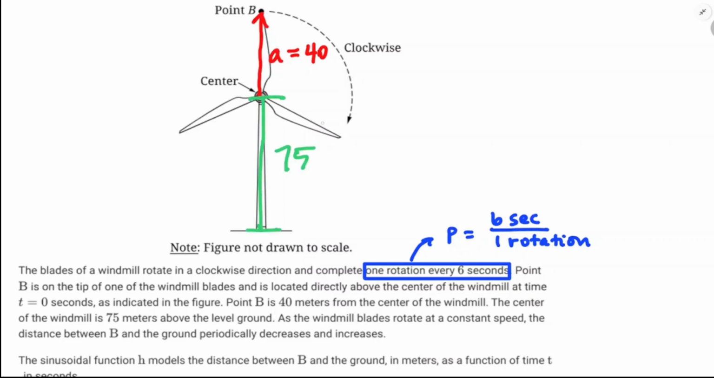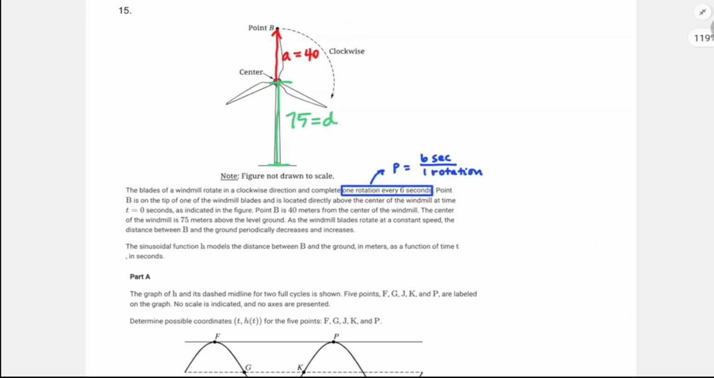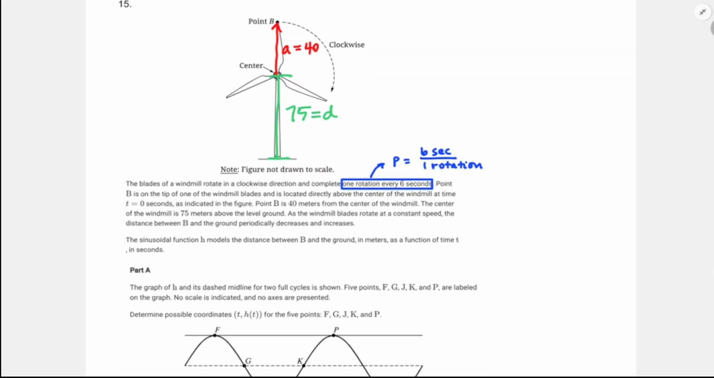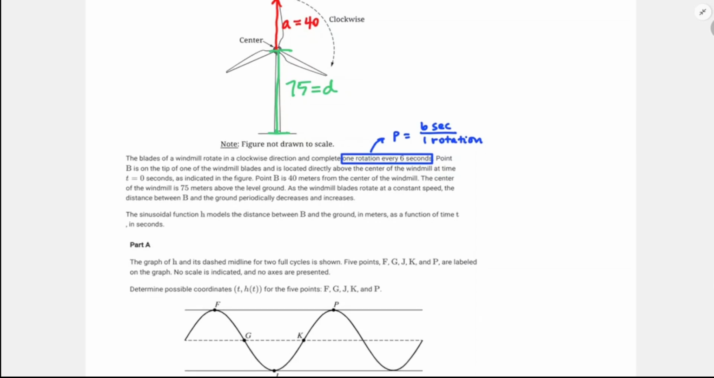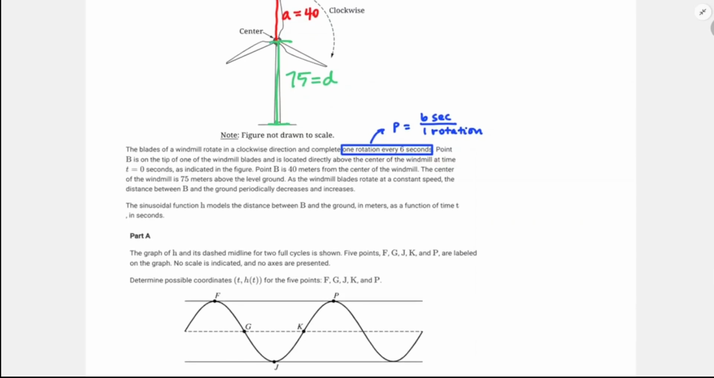And because that's the midline, and I know how these problems go, I know that's going to end up being the value of D eventually. All right, but for part A, we're going to plot the points that we already know: F, G, J, K, and P. Okay, hopefully you've got some good experience with this.